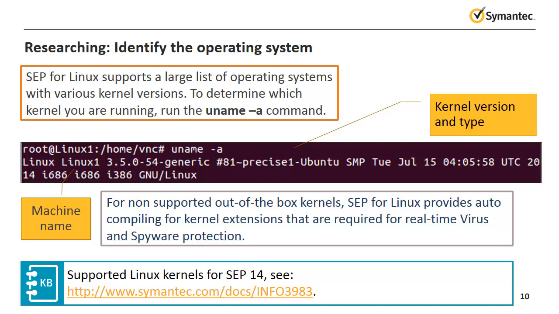Unlike any other operating system, Linux comes in many distributions and versions. SEP for Linux supports a large range of versions and kernels out of the box. Since SEP 12.1.6, the installer provides auto-compiling for operating systems that are not supported by default. To determine which kernel version you're running, use the command uname -a. The version and type of OS kernel that you're running will be displayed. To determine if Symantec supports your Linux version out of the box, see the KB article listed on the screen.